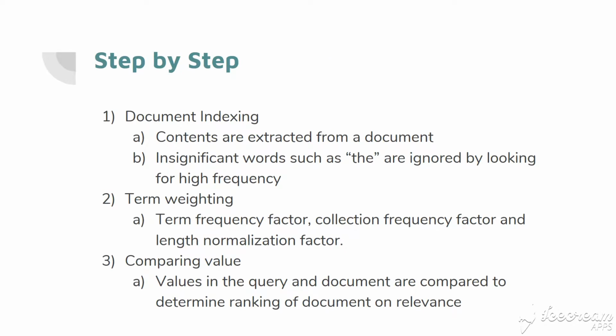So going step by step, we first need to index a document. We do this by extracting the contents of the document and then ignoring high-frequency words that we deem insignificant, such as "the", for example. We then weigh the terms inside the document by looking at its term frequency, collection frequency, and length normalization factors. After we've done all this, we then compare the values that we get in our document vector, which we establish through indexing and weighing, and compare it to our query vector.